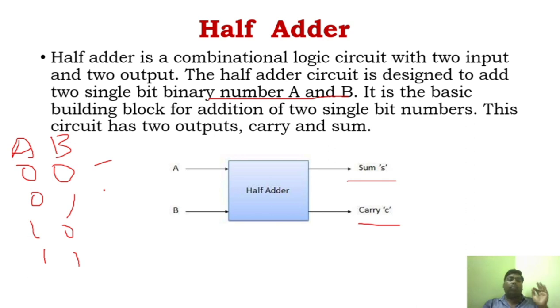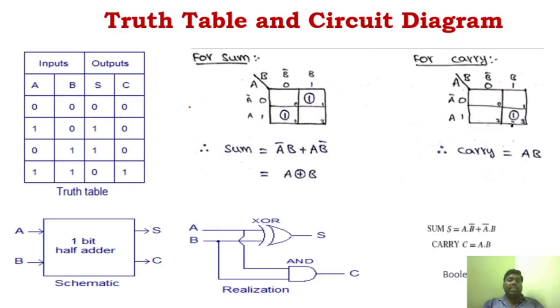Now we'll see how the circuit is designed for the half adder. Listen to this video very carefully and follow me so that you can easily understand. The inputs are 0 0, 0 1, 1 0, and 1 1. Depending upon the input, the output is produced. Sum is 0 plus 0 is 0, 1 plus 0 is 1, 0 plus 1 is 1, and 1 plus 1 is 10, so you put 0 here and 1 as carry. Remember, this is an arithmetic operation.